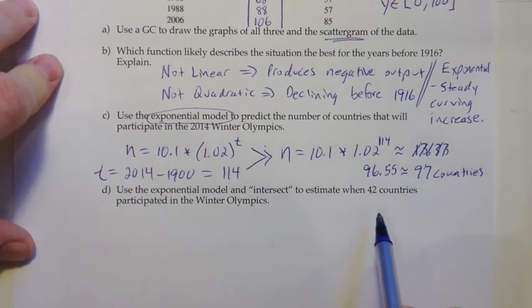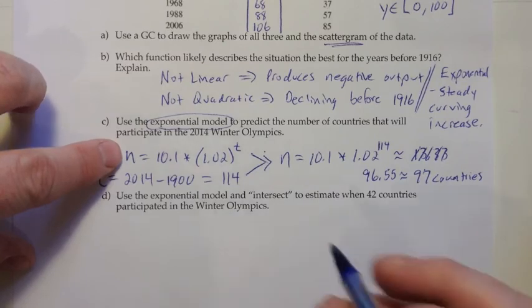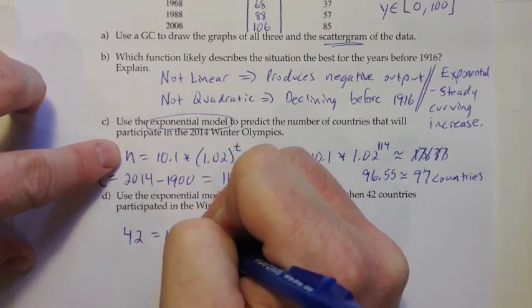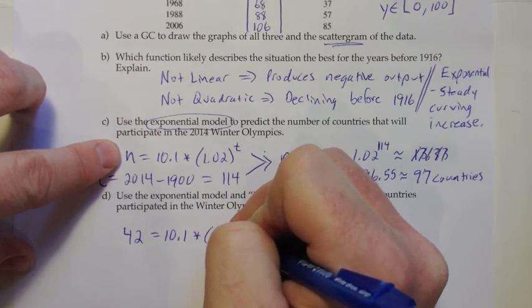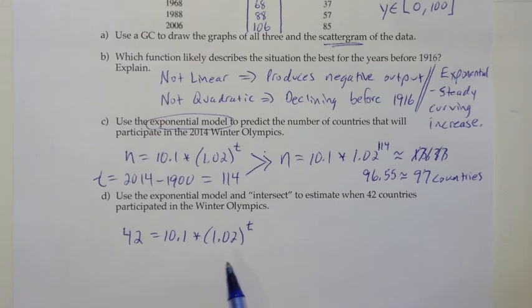If we were trying to solve that, since 42 is the number of countries, that would get plugged in for the N spot, and we would do 42 equals 10.1 times 1.02 raised to the t. And if we started trying to do the algebra on this, it turns out we're going to get stuck, because we don't know how to solve for an exponent that is a variable. We don't yet. We will later, but we don't know how to do that right now.